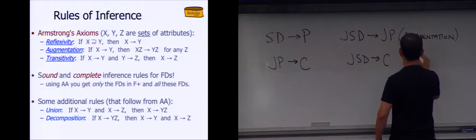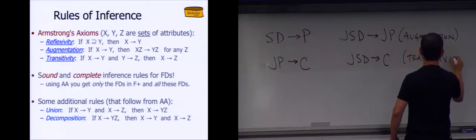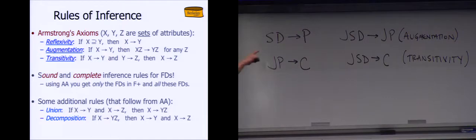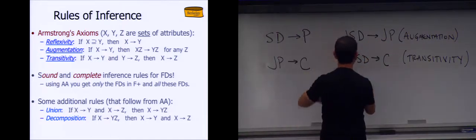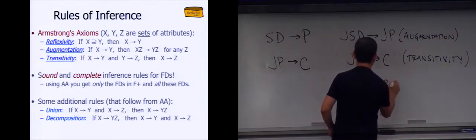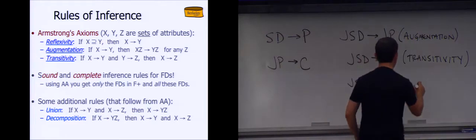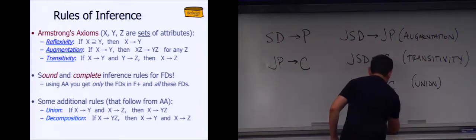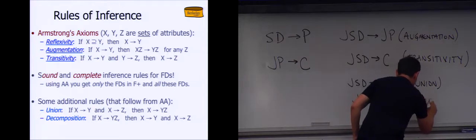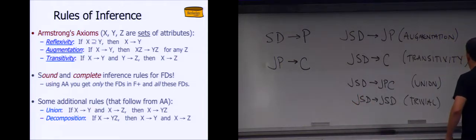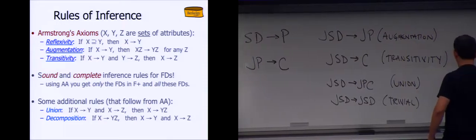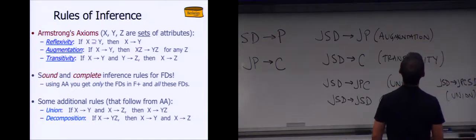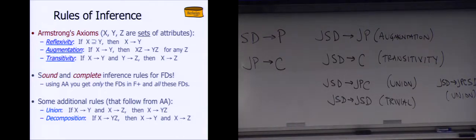Agreed? And what rule finishes the job here? Union, if I remember correct. Union is the thing where you get to stick stuff together at the end if they have the same thing on the left-hand side. So now JSD determines JPC. Agreed? By union. We're almost done. JSD determines JSD by trivial. All right? So JSD determines JPCSD by union again, unioning these two things. Did we get all of our stuff? Are those all the attributes? I think we might be missing something. What are we missing?